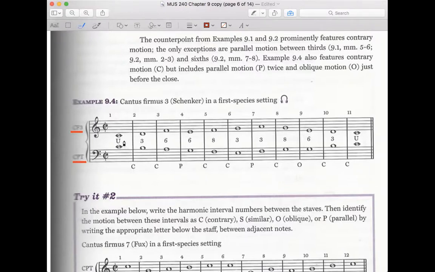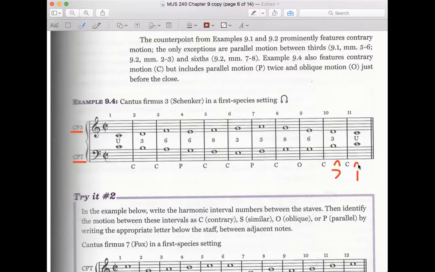Okay, and again, the cantus firmus is going to start on, in this case, do. It's going to end re, do. These are the given pitches. That's the given line. The counterpoint, we need to end ti, do. That's the 7th scale degree, moving to the 1st scale degree.